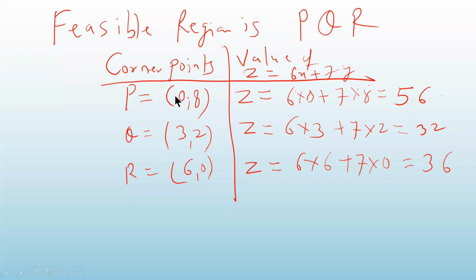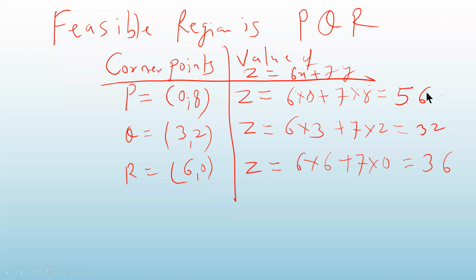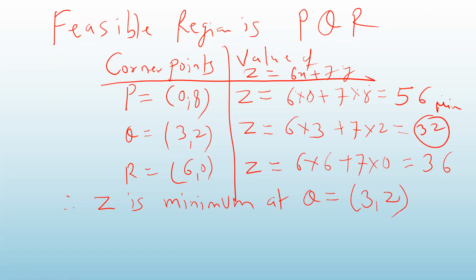Now, the minimum Z will occur at one of these corner points. You can see where you are getting the minimum value, because you have to minimize Z. So where are you getting the minimum value? 32. This is the minimum. So minimum Z is occurring at which point? At point Q. What are the coordinates of Q? 3 and 2.